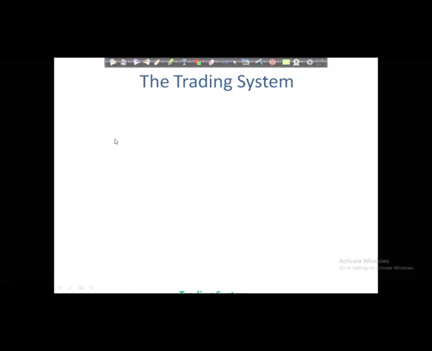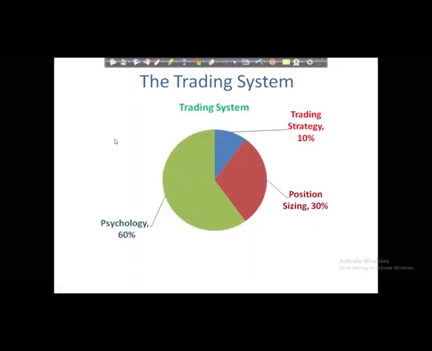Nice. To be a successful trader using a trading system, you must develop three things. You have to develop criteria. Criteria number one is called the trading strategy.